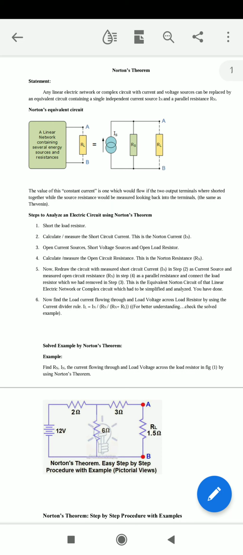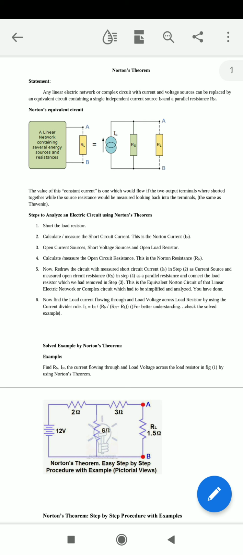Good morning, students. Today we are discussing the topic of Norton's theorem. In the previous class, we already covered Thevenin's theorem. In Thevenin's theorem, the complex network is connected in series with a resistance and the load resistance.